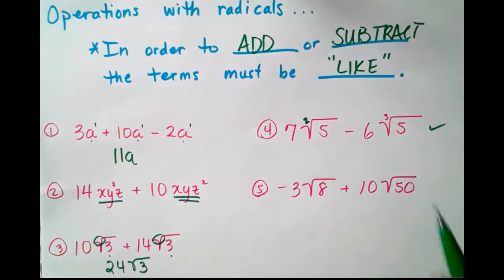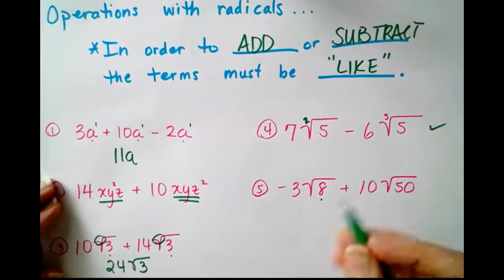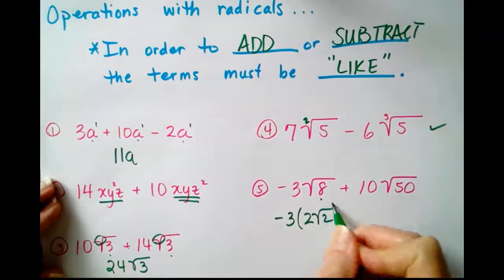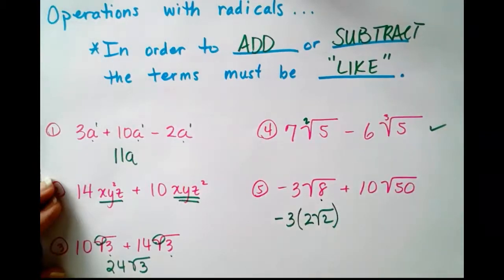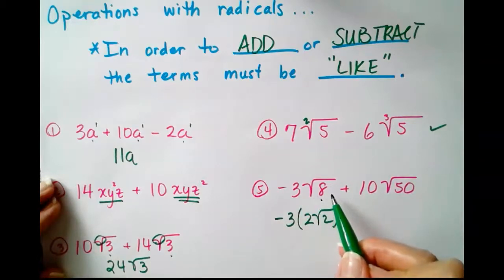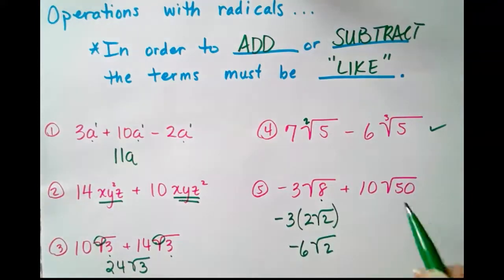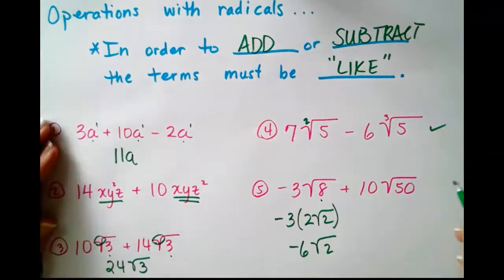However, I hope that everybody can look at 8 and go, well, I know what 8 is. The square root of 8 is 2 root 2, because that should be one you're very familiar with. So negative 3 square roots of 8 can be simplified to negative 6 square roots of 2. We can also simplify the square root of 50.